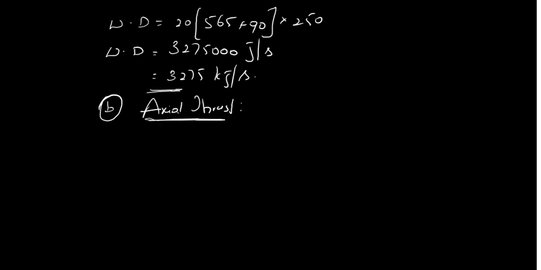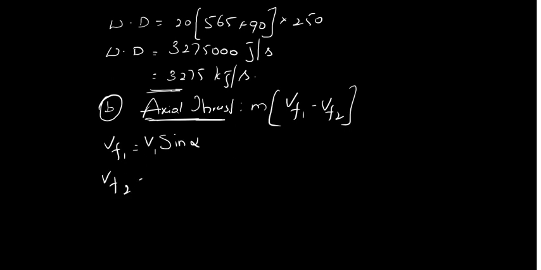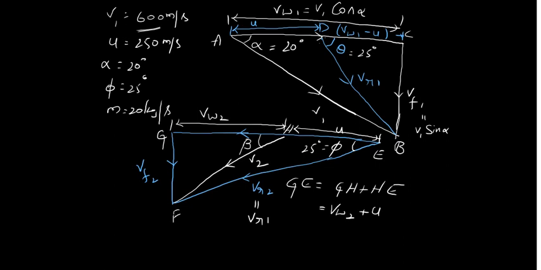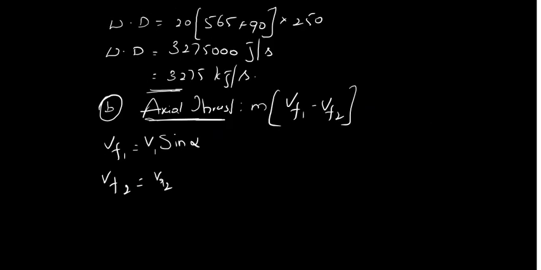Do I have any relation for axial thrust? You have to remember m times Vf1 minus Vf2. What is Vf1? Vf1 is nothing but V1 sin alpha. What is Vf2? Cross check. I can write Vr2 sin phi. Can I write that? Yes or no? Why? Because I know the value of Vr2.